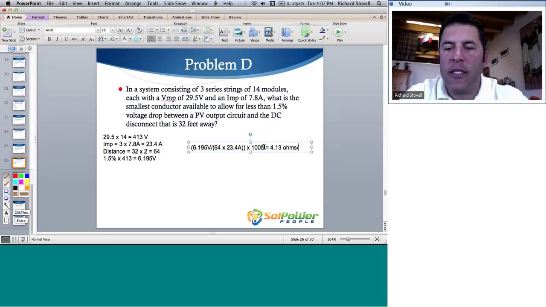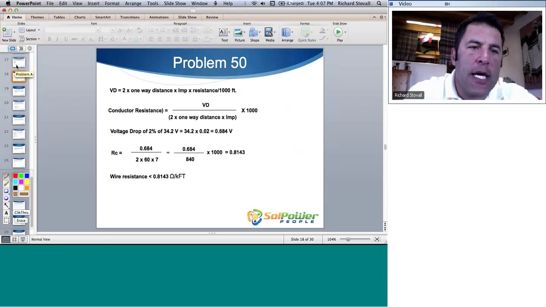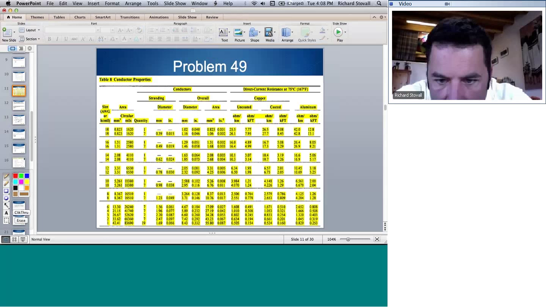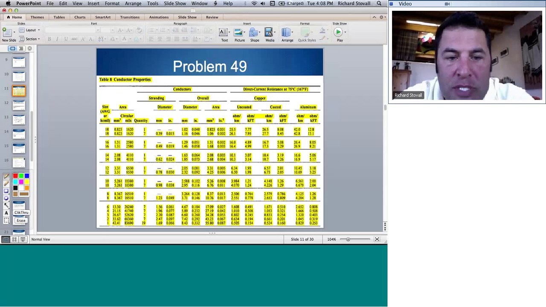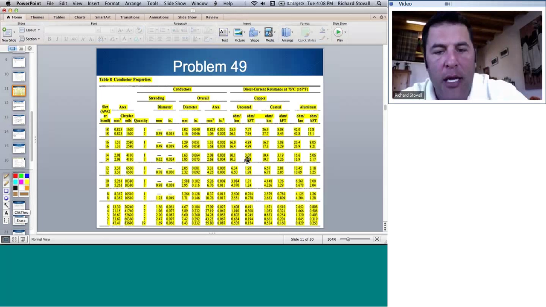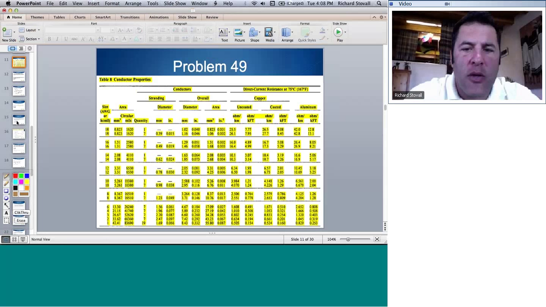Okay. So going to our table, we can see that there it is. It looks like 4.99. It looks like number 14 will work. Number 16 stranded would be too much resistance. Number 14 stranded is okay. But let's go back to the problem and try it the other way. Let's plug in number 14 at 3.14 and see how it looks for us.